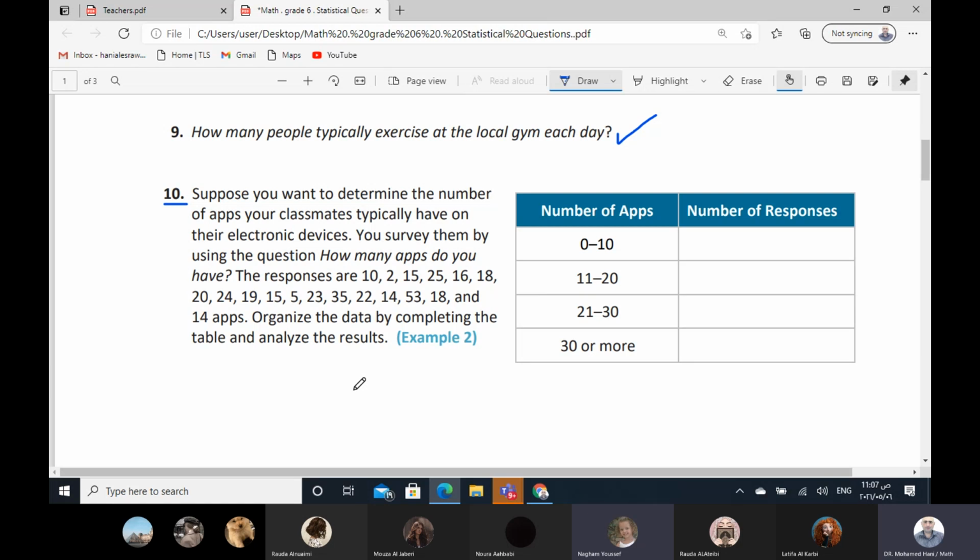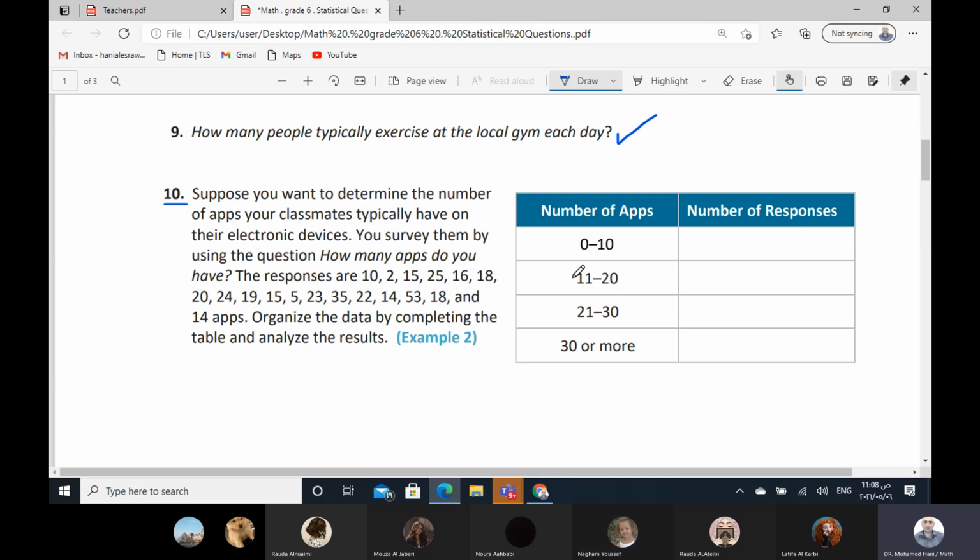Suppose you want to determine the number of apps your classmates typically have on their electronic devices. You survey them by using the question, how many apps do you have? The responses are 10, 2, 15, 25, 16, 18, 20, 24, 19, 15, 5, 23, 35, 22, 14, 53, 18, and 14 apps. Organize the data by completing the table and analyze the results.